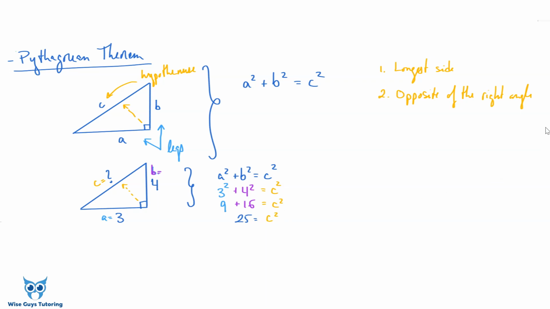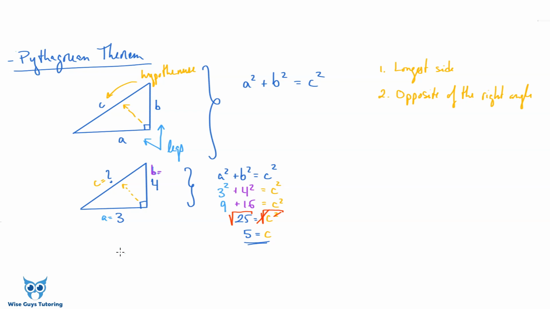Now how do I find c? You got to use the inverse of square, which is square root. Okay, left side gets jealous and says, me too, me too, me too. So you got to give him a square root. So this square root cancels the square, and I'm left with just c on the right side. And on the left side, square root of 25 is 5. And that's your answer. That's it. That's Pythagoras in a nutshell.